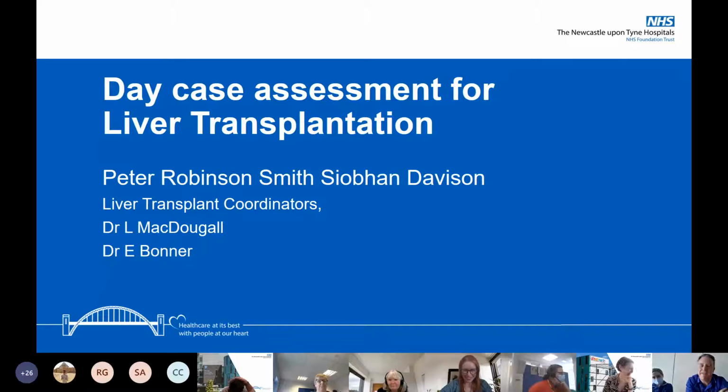Thank you very much. I'm Peter Robinson-Smith, and I'm one of the liver transplant coordinators here at Freeman. And to my right-hand side is my colleague Siobhan Davison, who is also a liver transplant coordinator. And our improvement presentation is regarding day case assessment for liver transplantation.